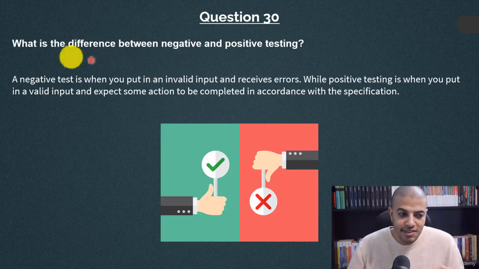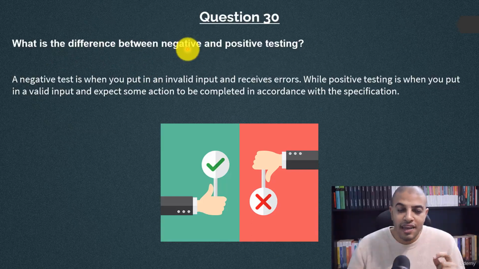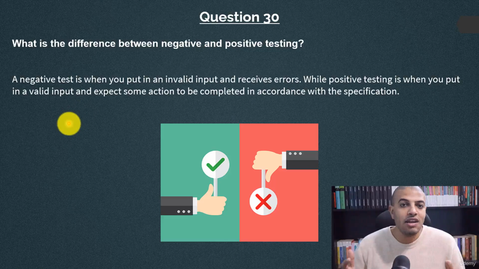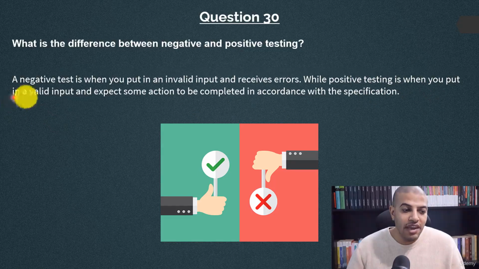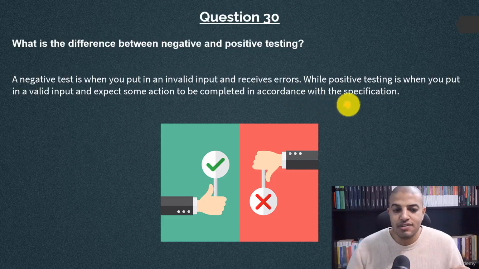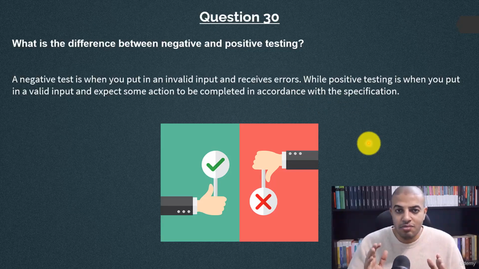The next question says, what is the difference between negative testing and positive testing? So we have two types of test cases. Any test case can be positive test case or negative test case. So let's read first. So here he says a negative test is when you put an invalid input and receive error, while positive testing is when you put in a valid input and expect some action to be completed in accordance with the specification.